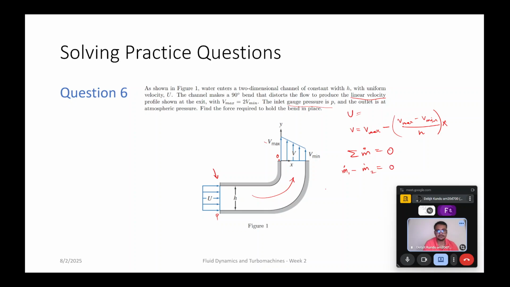Mass flux in is nothing but U into H, and if you consider a span of one, so per unit depth, I'll just write one over here, which is in the z direction, minus whatever goes out. Now whatever goes out has to be integrated since it's a linear velocity profile over there. So that integration would be something like this.